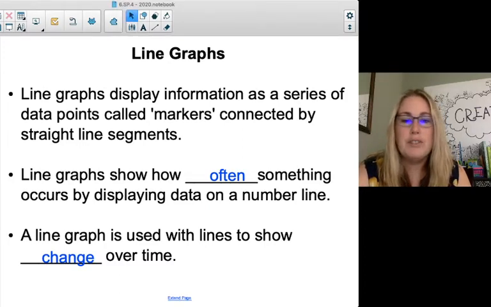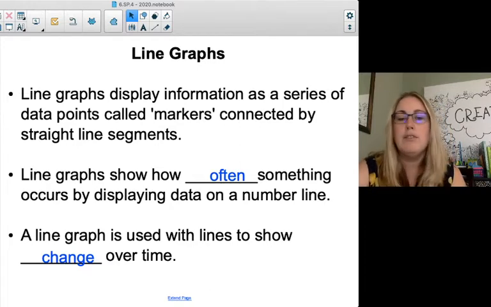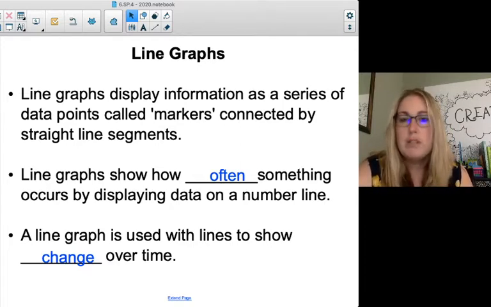Line graphs, I will let you guys read through this slide, but what I do want you to remember is that line graphs are often used to show how things change over time. So a lot of times when we look at line graphs, the x-axis is going to show time, and we're going to look at how things are changing.